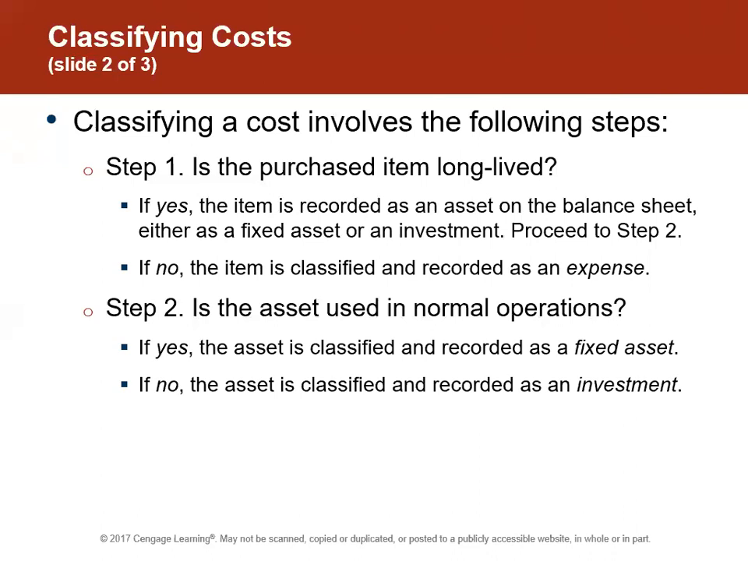If it's not a long-lived item, if it's like utilities or supplies or something like that, then it's an expense, okay? Step 2, is it used in normal operations? If it is, such as land or equipment or something like that, then it will be recorded as a fixed asset. If it's not used in normal operations, then it's going to be recorded as an investment. We're not going to deal with that side of things right now, really, but here we're looking at if we made some long-term investment, okay? But we're really going to focus first on the fixed asset side of things.